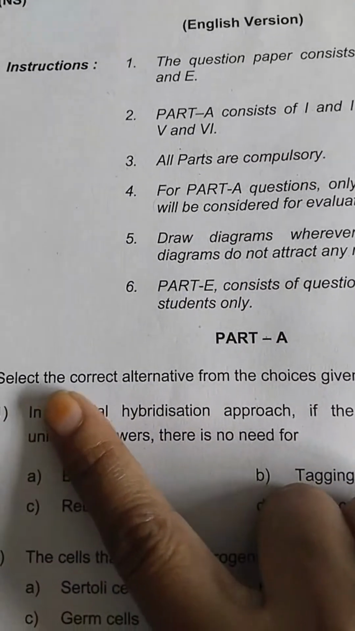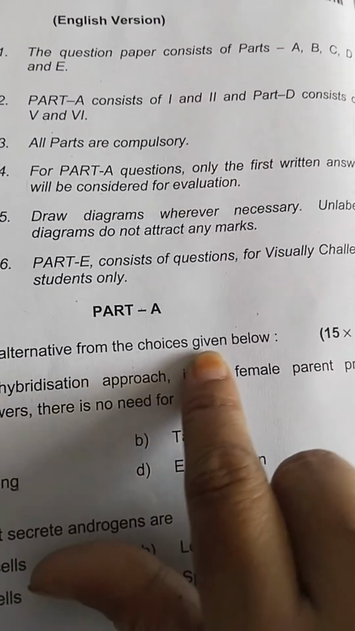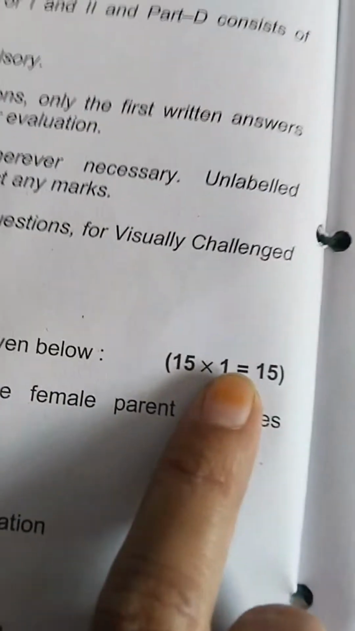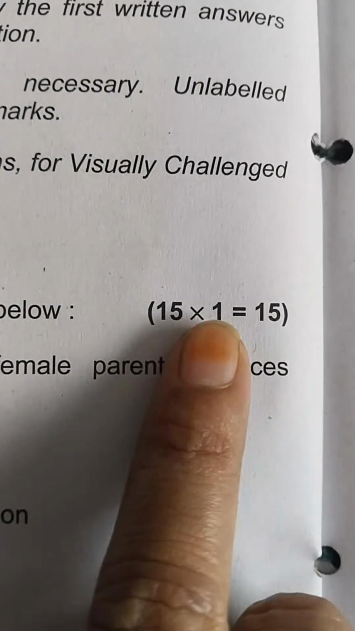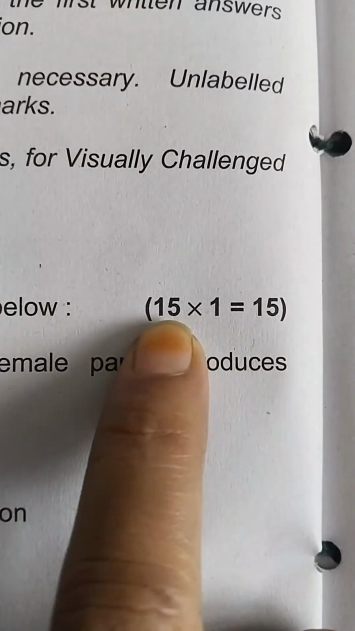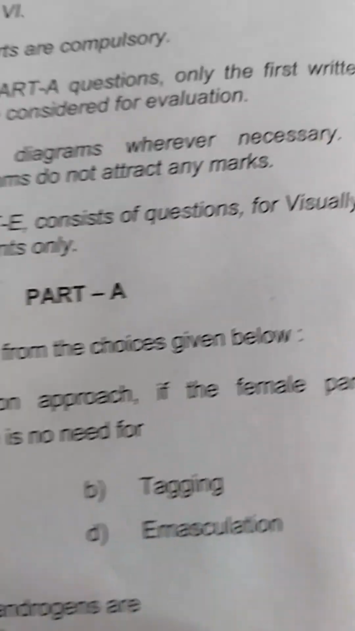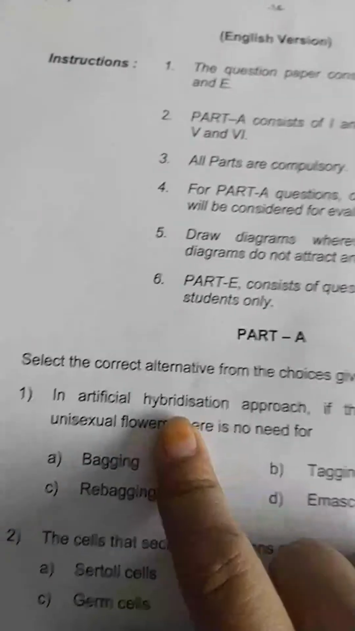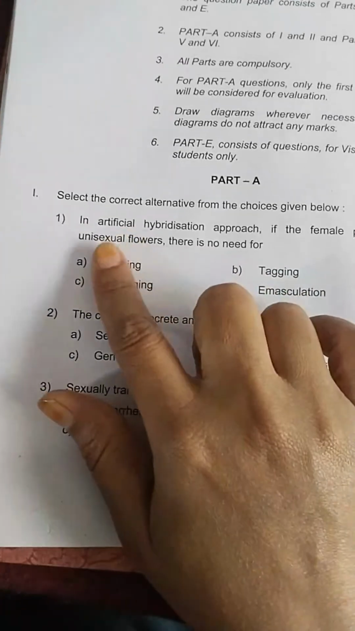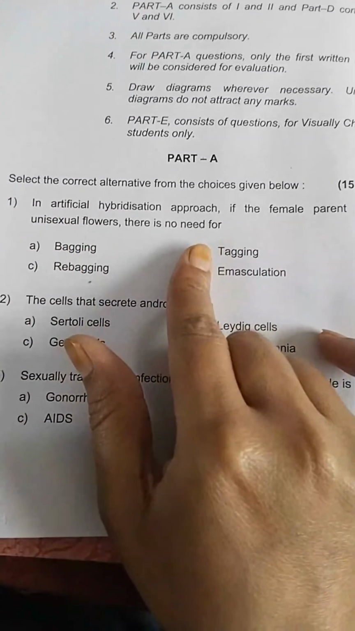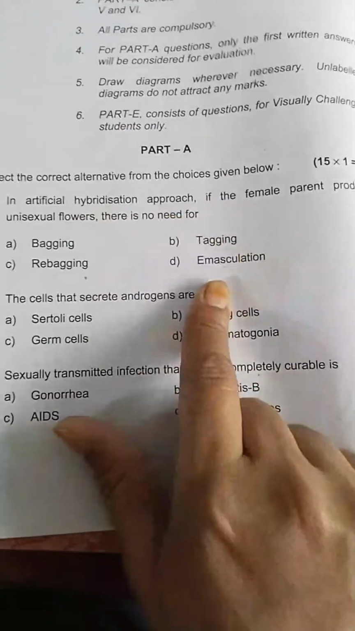Here the first question is: select the correct alternatives from the choices given below. All the questions are going to carry 1 mark and the number of questions is 15, so this section is going to carry 15 marks. First question: in artificial hybridization, if the female parent produces a unisexual flower, there is no need for, say, all those things we need to go through: bagging, tagging, rebagging, emasculation.